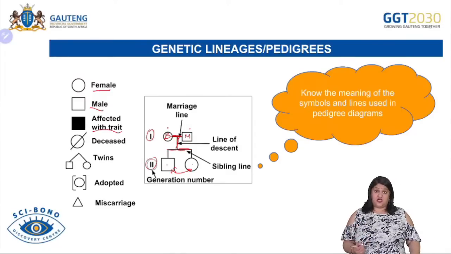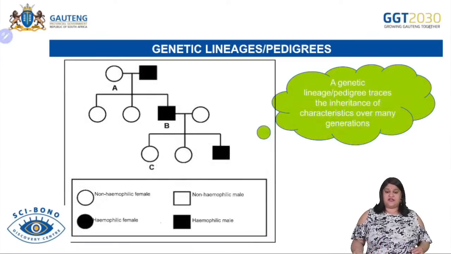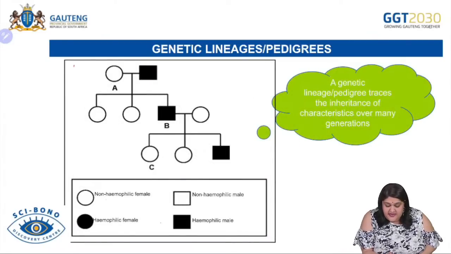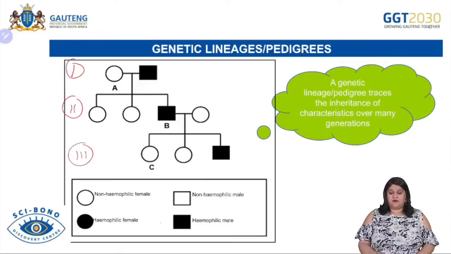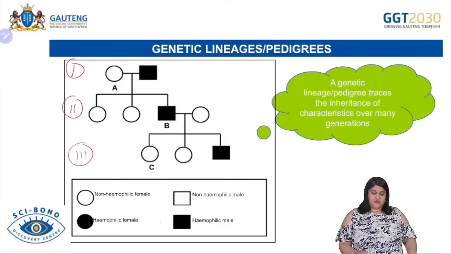So when they like to ask that question, let's go to the previous one quickly. They like to ask that question, how many generations can we see here? So we count them as lines. This is generation 1, this is generation 2, and this is generation 3. Do you see that? Okay, so those are the important things that we need to indicate to you.